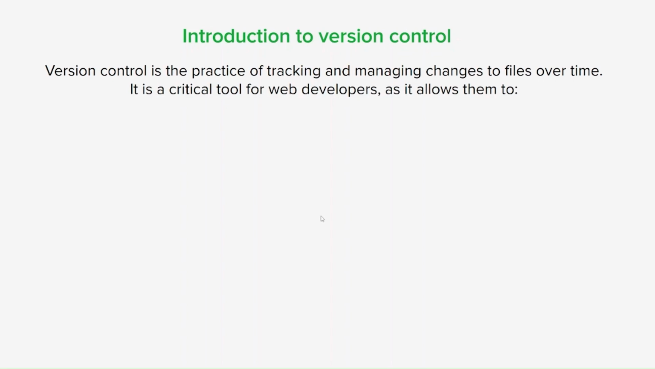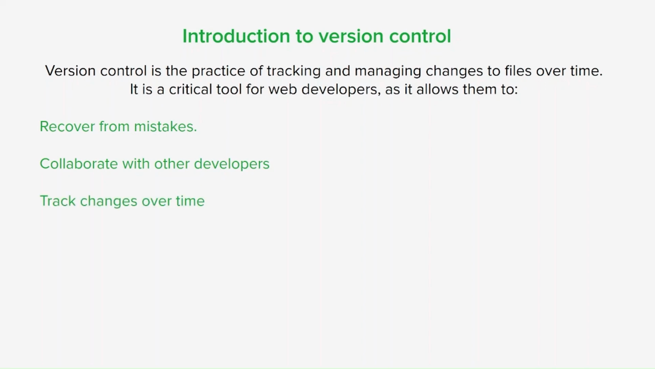So now let's talk about version control. Version control is the practice of tracking and managing changes to files over time. It's really critical for web developers, and it allows them to recover from mistakes. Version control will allow them to revert to a previous version of the code that doesn't have the mistake in it. Version control also makes it easy for multiple developers to work on the same project simultaneously without stepping on each other's toes.